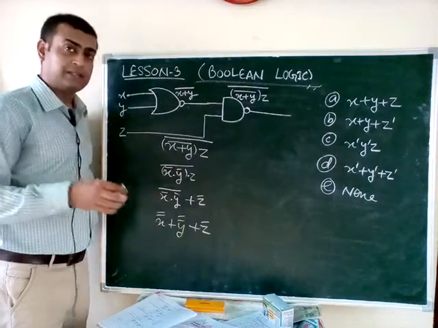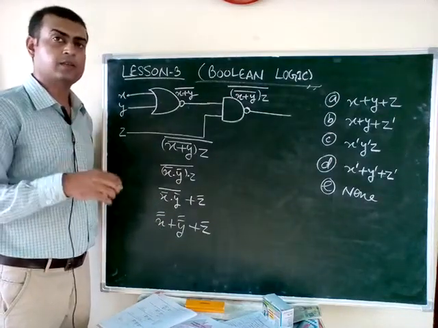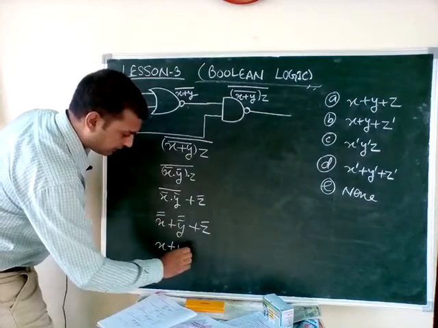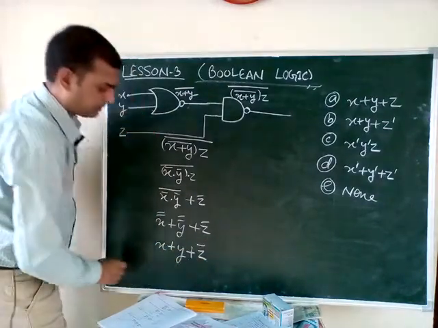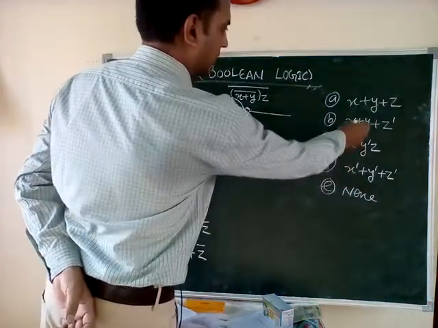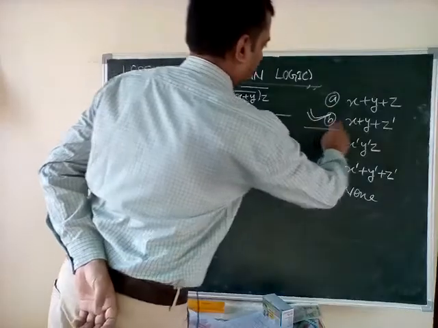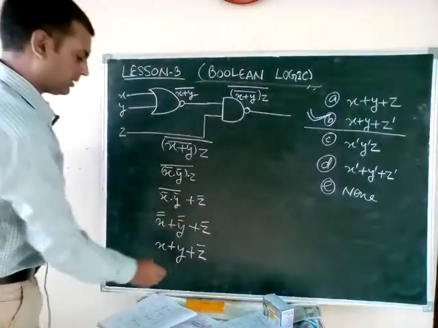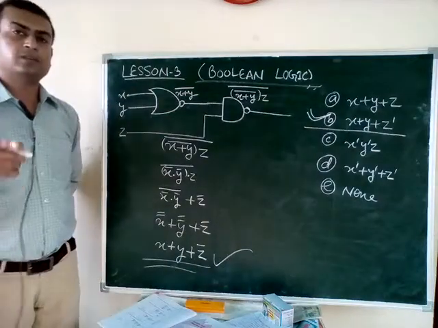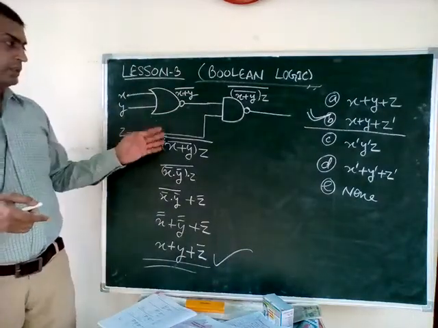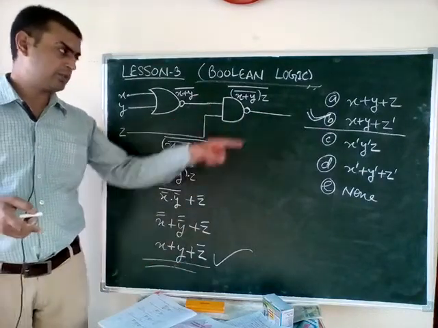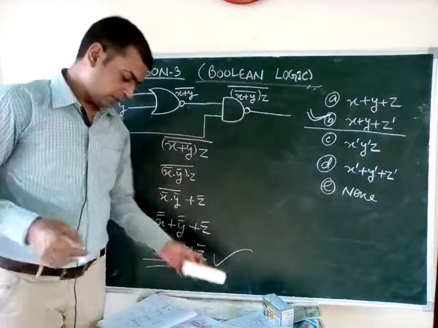Now you know this, if two bars are there then the bars will cancel. So it is x plus y plus z bar, and you can find it, x plus y plus z bar, it is here, x plus y plus z bar. So like this you have to find the answer. You will not write none directly, you have to solve it, and after solving you will get the answer. Now the last question.